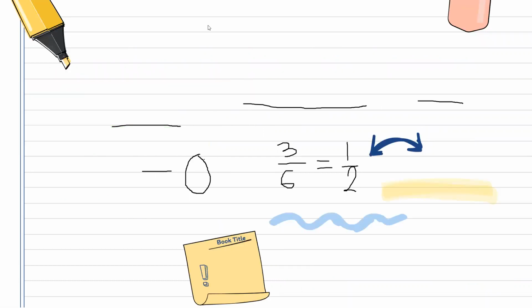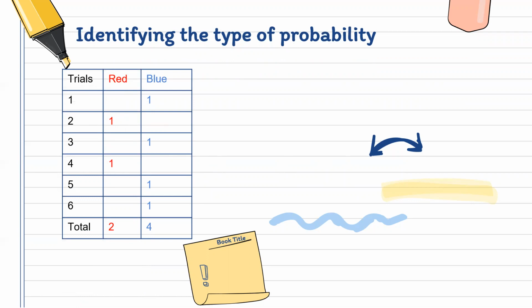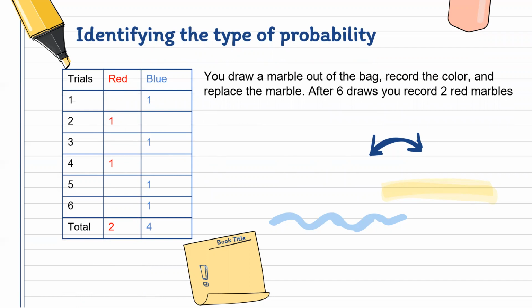Next. Let me clear that up. So identifying the type of probability we have here. Trials of getting the marbles in the bag. You draw a marble out of the bag, record the color, and replace the marble. After 6 draws, you record two red marbles. From that sentence, you draw a marble out of the bag, meaning you do it yourself. We could easily say that this is an experimental probability because you do the experiment.